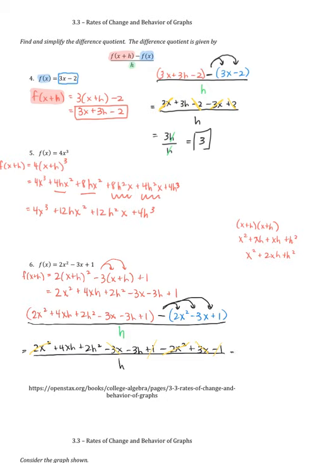Okay, so when we do that, we get 4xh plus 2h squared minus 3h. I think that's all the pieces over h. And again, every term on the top has an h, so we can reduce that, and we get 4x plus 2h minus 3. So that is our difference quotient for that one. All right, so make sure you know the formula and how to do it, regardless of what kind of function you get.